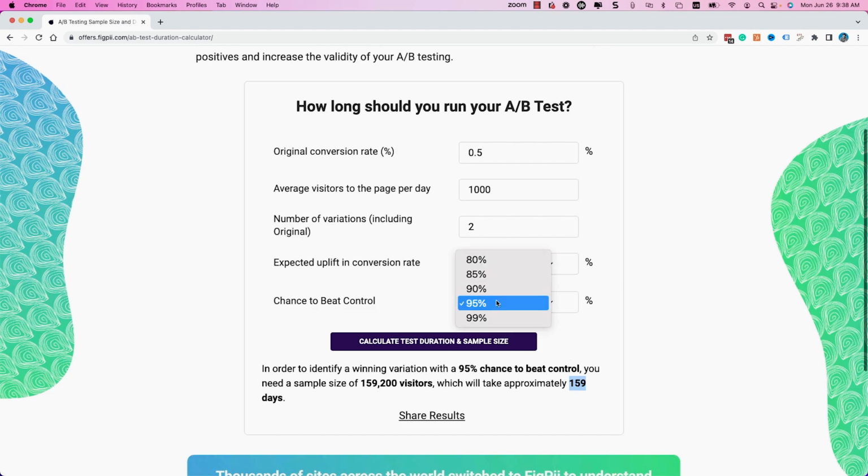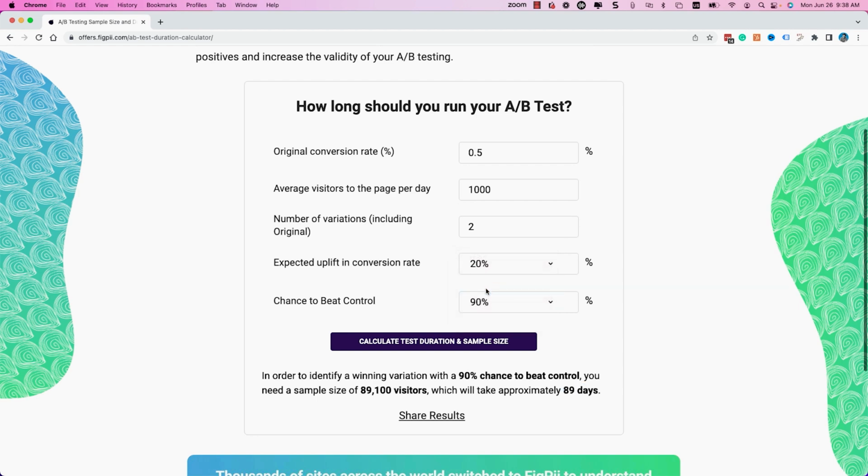So maybe I am willing to actually be a little bit flexible, and I might be willing to go down to 90%. 89 days. Is it great? No, it's still 2 months. What if I am willing to reduce it to 80% chance to beat control? 49 days at 150 conversions. That's where it gets tricky.